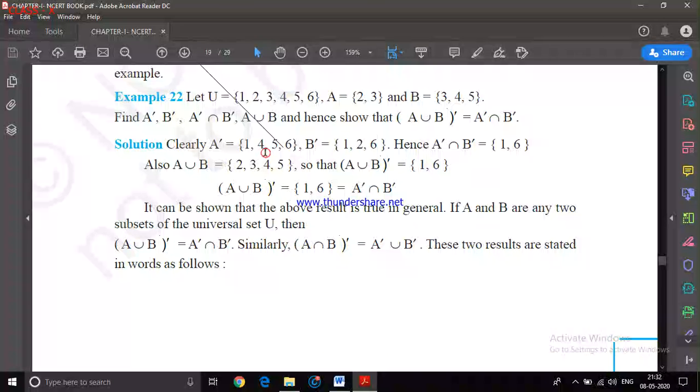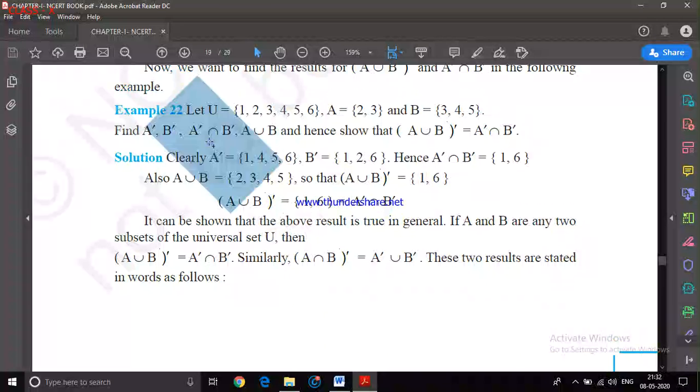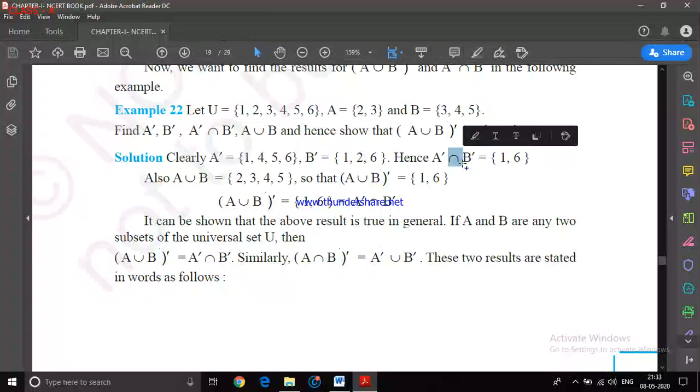Now what are the common elements? A complement has the elements 1, 4, 5, 6. B complement has 1, 2, 6. What are the common elements? Because they are finding the intersection, A complement intersection B complement. The common elements are 1 as well as 6. So this is 1, 6.